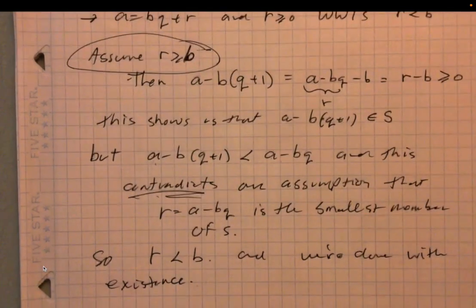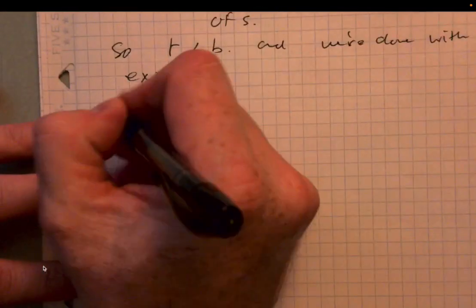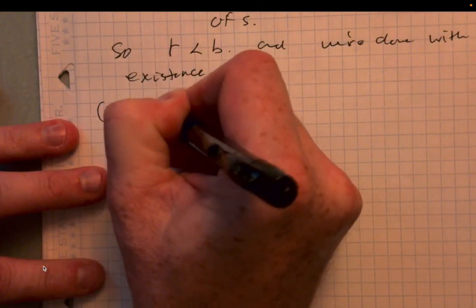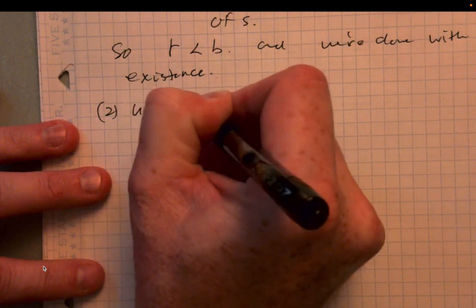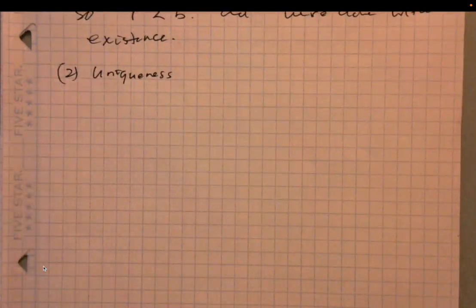Right? So we've proven that there exists a q and an r such that a equals bq plus r, where r, the remainder, is between 0 and b. Okay, so we've got the existence. All right, well, what about uniqueness? So let's jump to uniqueness now. Let's talk about that part of it.